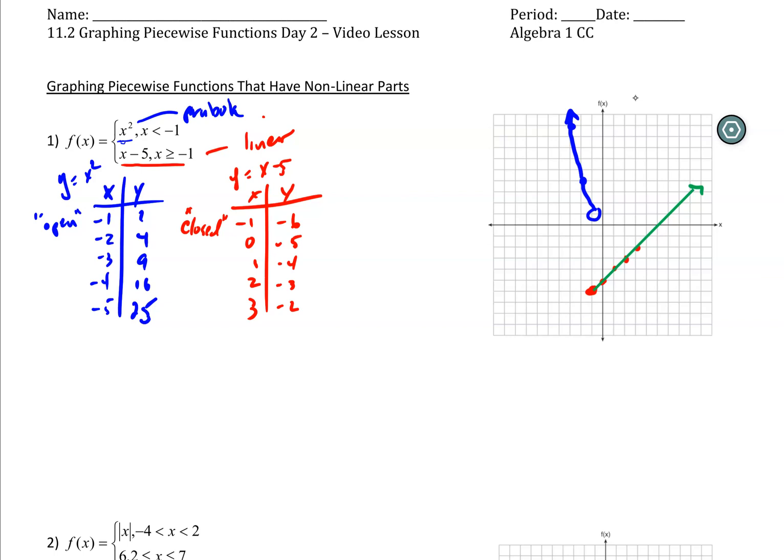So the process doesn't change. You just got to make sure that the graph fits the description of it. So I can't just make this a straight line because it's a parabola. So if I was to do this whole one, it would have looked like this, right? But I don't need the pink part. I just needed the blue part. So that's all we need there.